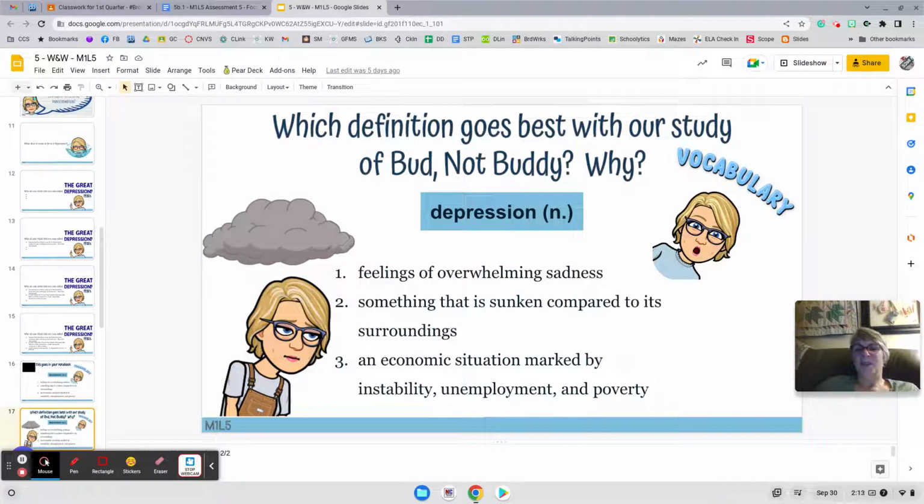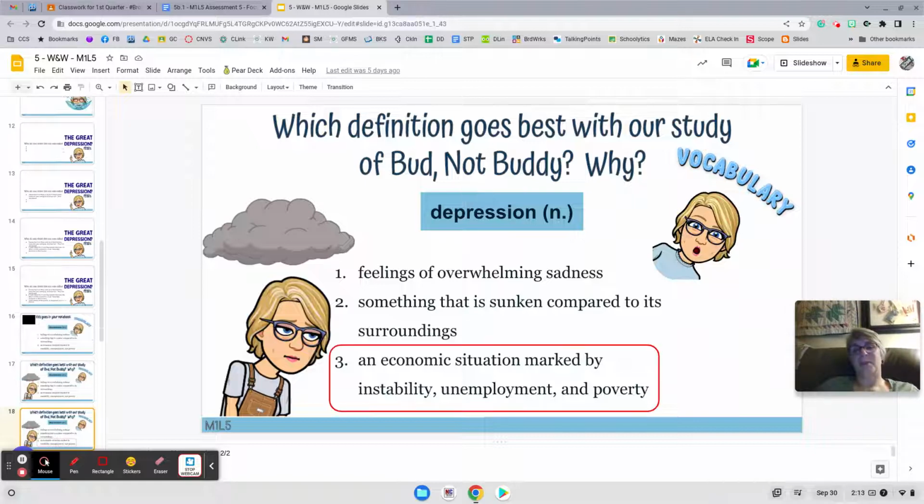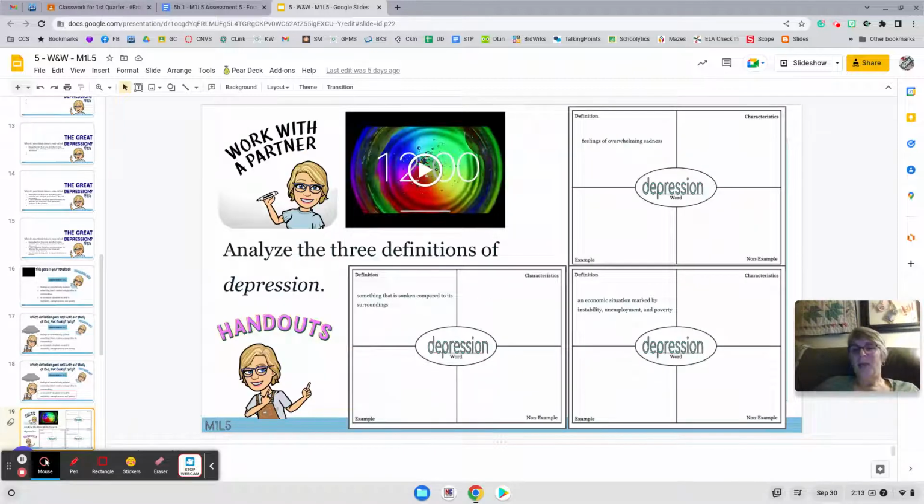Which definition goes best with our study? Is he sad? Is there something sunken in? Or is it an economic situation? Yeah, it's an economic situation. So I'm going to have the Frayer model for you on Monday that you're going to be able to fill out, but you can just make some notes at home, and that way it won't take you all that long. It shouldn't take you 12 minutes on Monday if you do the front-loaded work now.